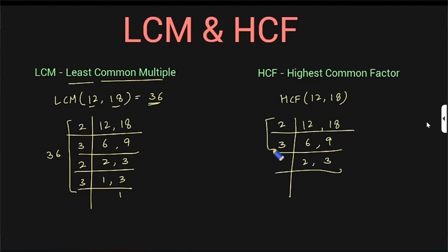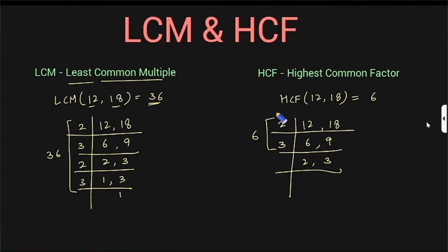Now 2 and 3 do not have any common factor, so we are not going to take it further. We are just taking 2 and 3. But in the LCM, we divided till we got 1. Here we stop once we do not get common factors of the two numbers. Now HCF is the product of 2 and 3, that is 6. That means the HCF of the two numbers 12 and 18 is 6.